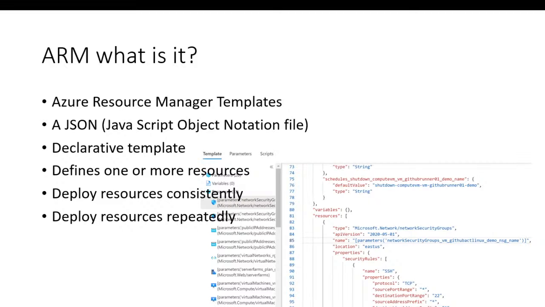ARM stands for Azure Resource Manager. This ARM template is a JSON file, and it's not similar to other programming languages or scripts. It's a declarative template. And we can use these ARM templates to provision one resource or more resources. We can use one template to provision multiple resources, and it helps us to achieve consistency, and we can use this template again and again to configure our resources.